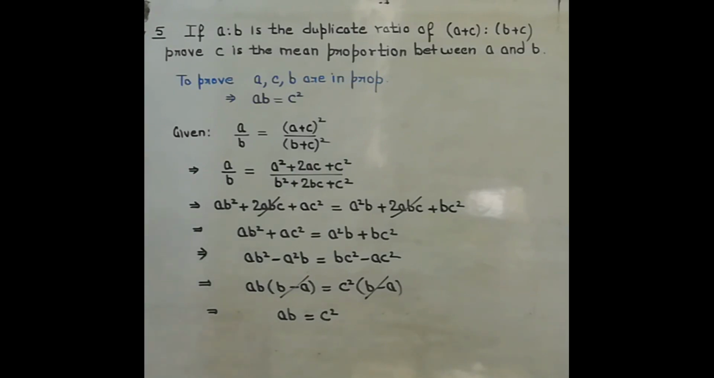So this result, what this result means, c is the mean proportion. So c is the mean proportion between a and b. Whichever term you get in square equal to product of the other two, it is called mean proportion. So hence proved. So you can copy it down.